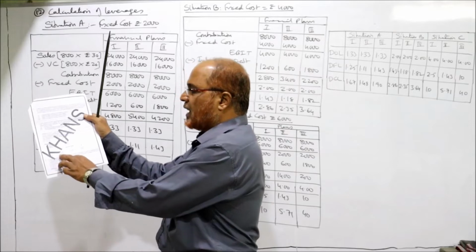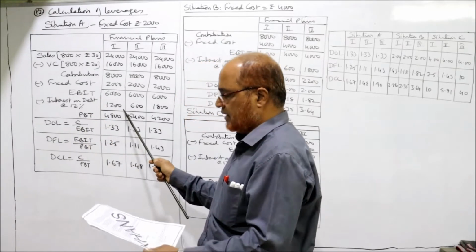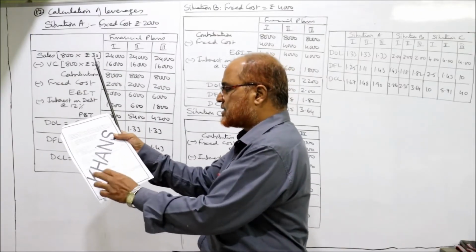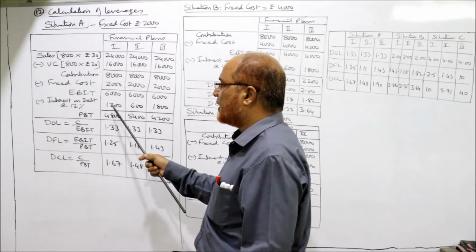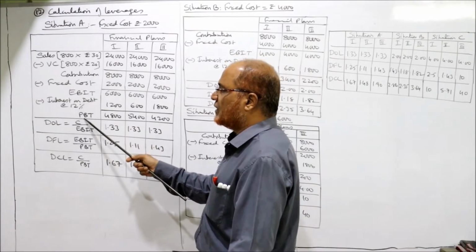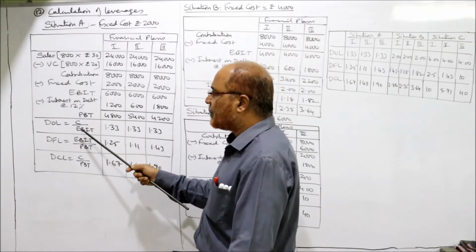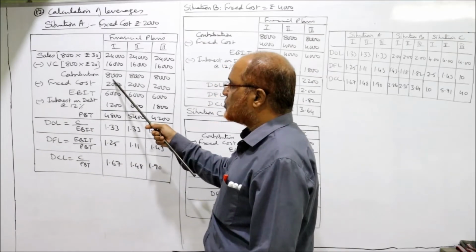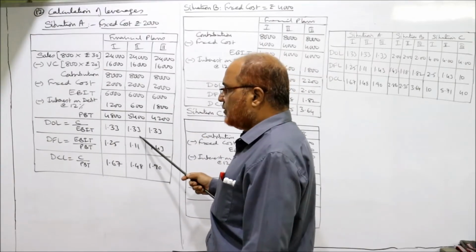In the first plan, we have a debt of 10,000. So 12% of 10,000 is 1200. Then 12% of 5,000 is 600. And 12% of 15,000 is 1800. So this is the interest on debt. Subtract the interest on debt from EBIT and we get PBT. Now we apply the formula. DOL is equal to C divided by EBIT: 8,000 divided by 6,000.